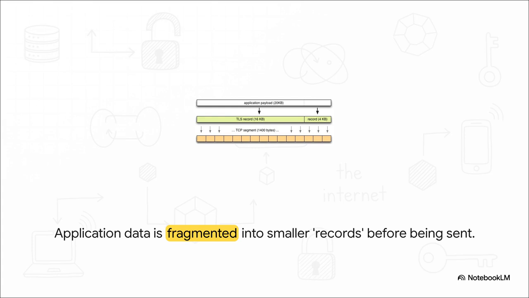It shows this perfectly. If you've got a big piece of data, let's say 20 kilobytes, TLS doesn't just try to shove it all through the tunnel at once. See how that big block on top gets split into 2 smaller records? It's a lot like taking a huge order and splitting it into smaller, more manageable boxes before you ship it.